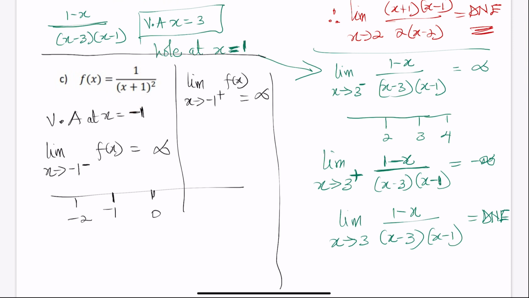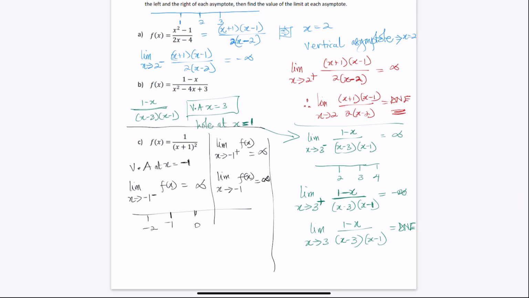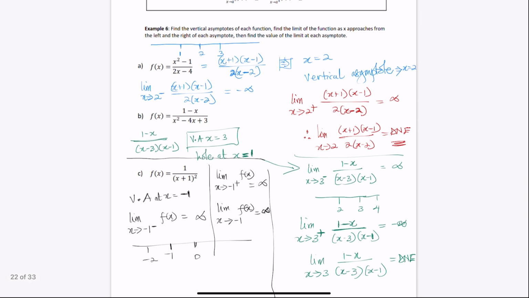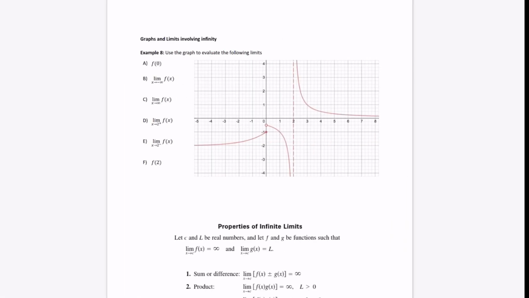And what does that tell us? That tells us that the limit as x approaches -1 of our f of x is equal to infinity, positive infinity. Why? Because the left-sided limit and the right-sided limit are the same. So this brings us to the end of vertical asymptotes.